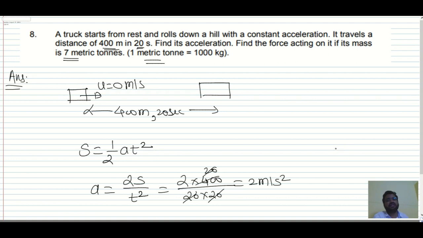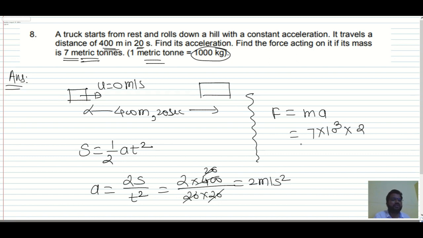Now once we got the acceleration, we can find the force. The force F is equal to mass times the acceleration. Mass is given 7 metric ton, 7 into 10 to the power 3. Why? 1 metric ton is given, and that is 1000 kg. So 7 into 10 to the power 3 kg, 7000 kg mass is there, into what is the acceleration, 2. So you will get 14 into 10 to the power 3 Newton is the force which is acting on the mass, right?